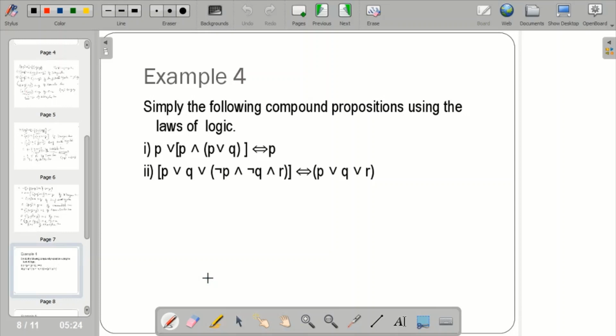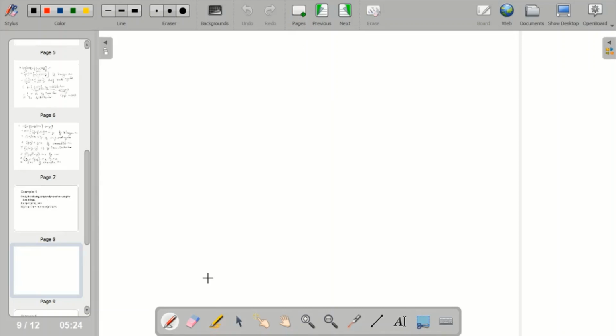Next, let us go to example 4. Simplify the following compound propositions using the laws of logic. So let us solve the first one. The first one is P or P and P or Q.